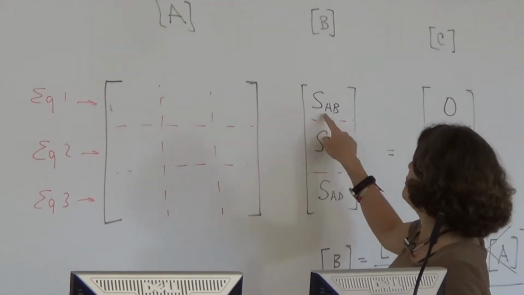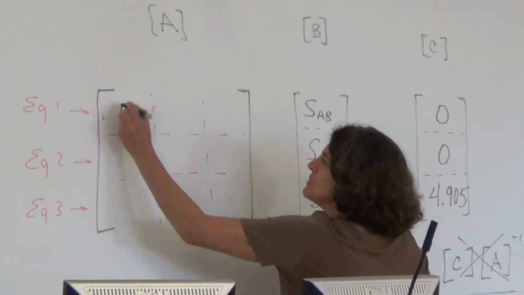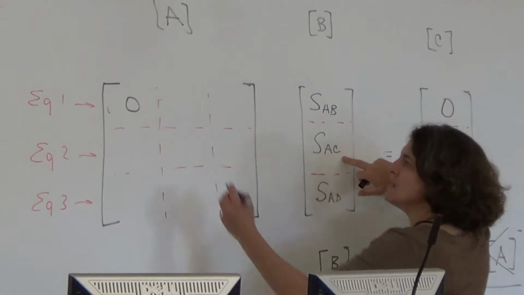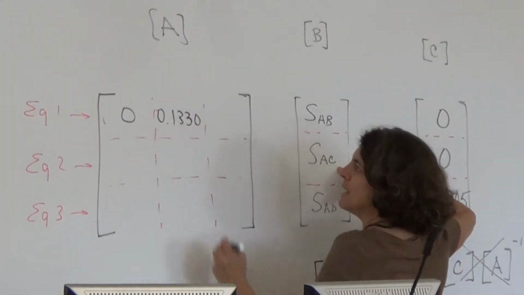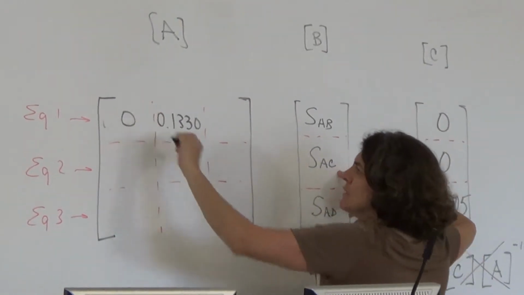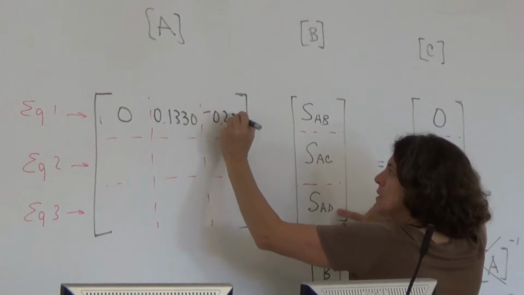Okay, so what is the coefficient of AB in equation 1? 0. There's none, so it's 0. Okay, how about AC? It's 0.1330. Okay, positive or negative? Positive. Okay, and then how about AD? Negative 0.2182. Okay.